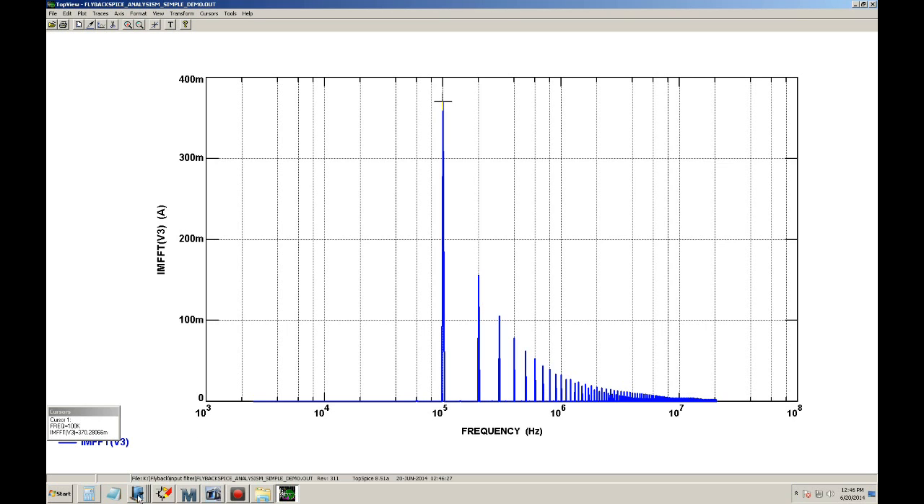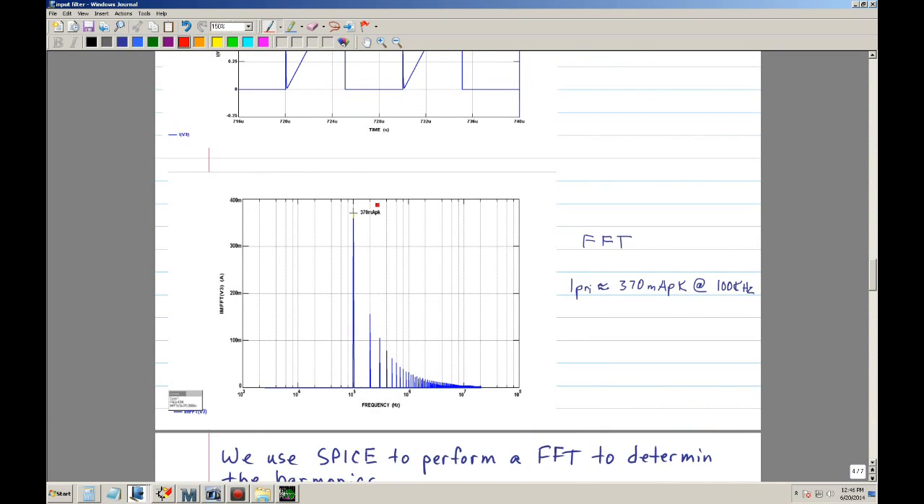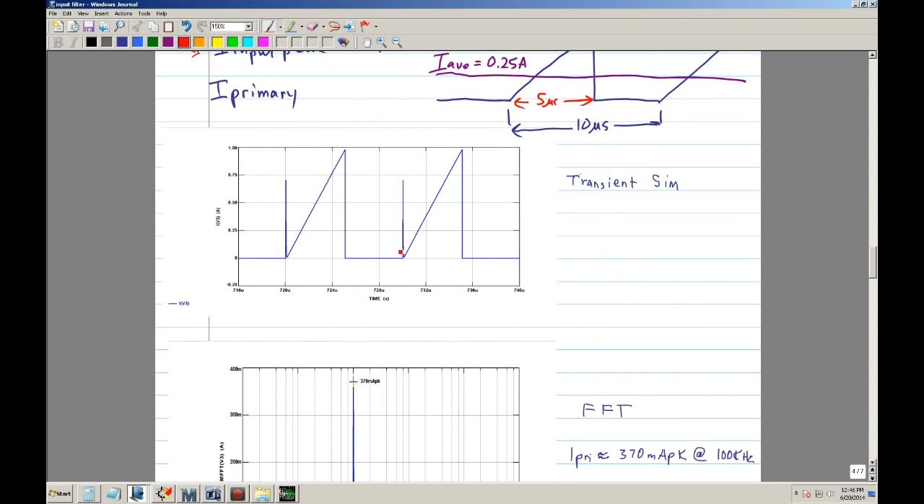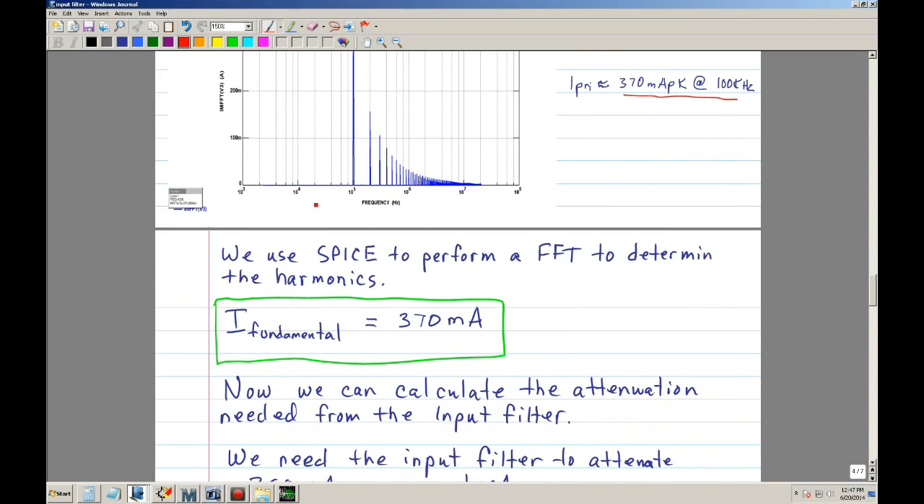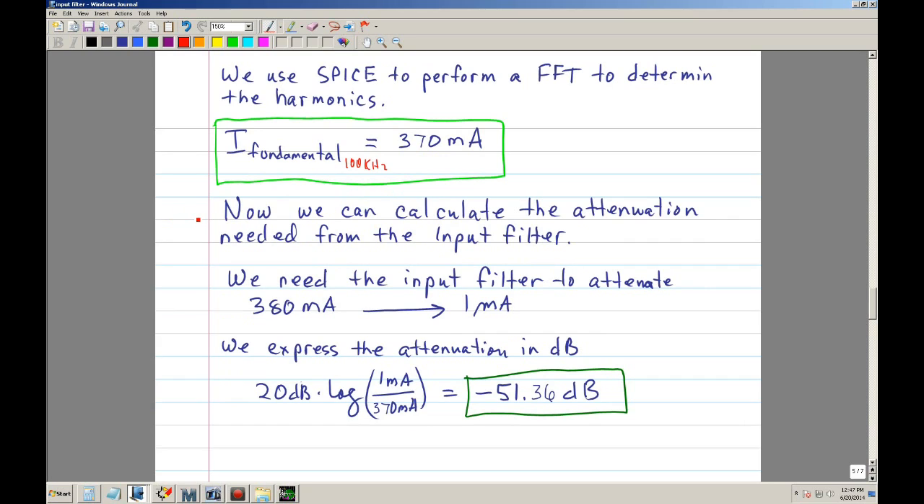So this transient waveform is decomposed into its harmonics, and this is what we're looking for. We know that the peak current at 100 kilohertz is 370 milliamps peak, and we use SPICE to do the FFT. So now we know that the peak current, or the fundamental, at 100 kilohertz is 370 milliamps. Now we can calculate the attenuation needed from the input filter.